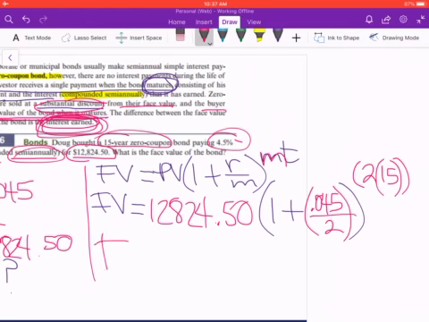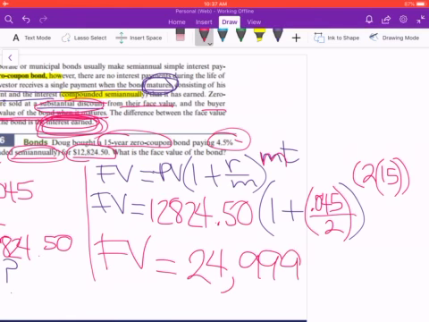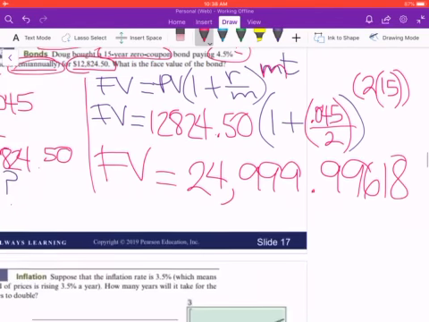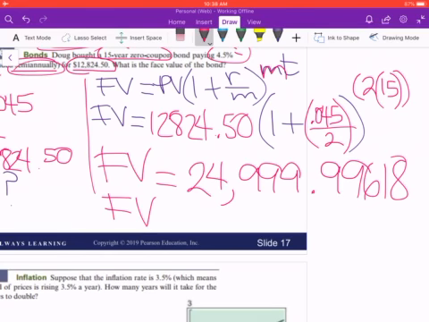So after entering all of that in the calculator, the future value will be 24,999.99618. So what we're going to do is round it to the nearest integer or to the nearest dollar. So that will be 25,000. And so the face value of the bond will be $25,000.